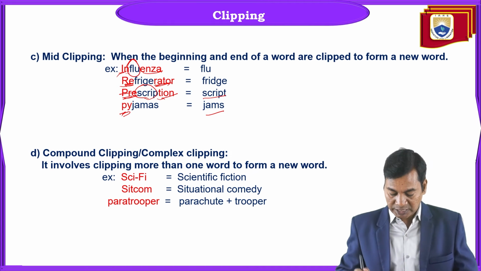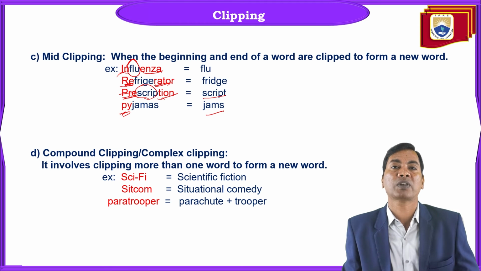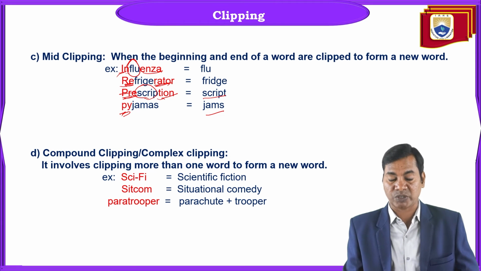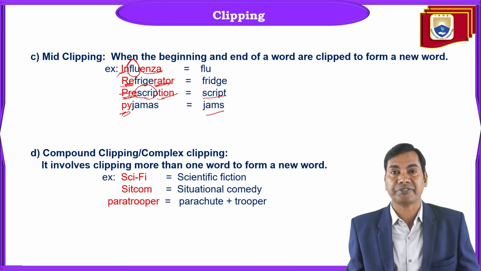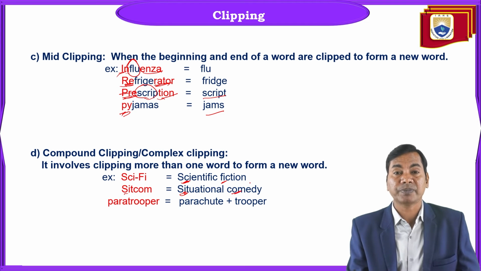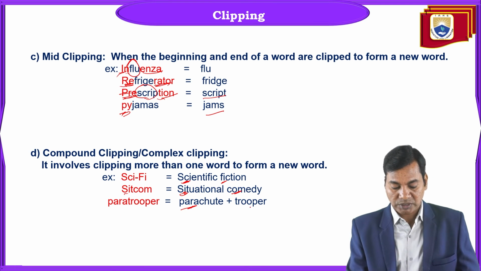And the last one under clipping is compound clipping or complex clipping. What is this compound clipping or complex clipping? It involves clipping more than one word to form a new word, right? So, sci-fi, scientific fiction. So we use only one part of the first word and another part of the second word. Sci-fi, sitcom, situational comedy, sit from situational and com from comedy. And paratrooper, para from parachute and troop from trooper.